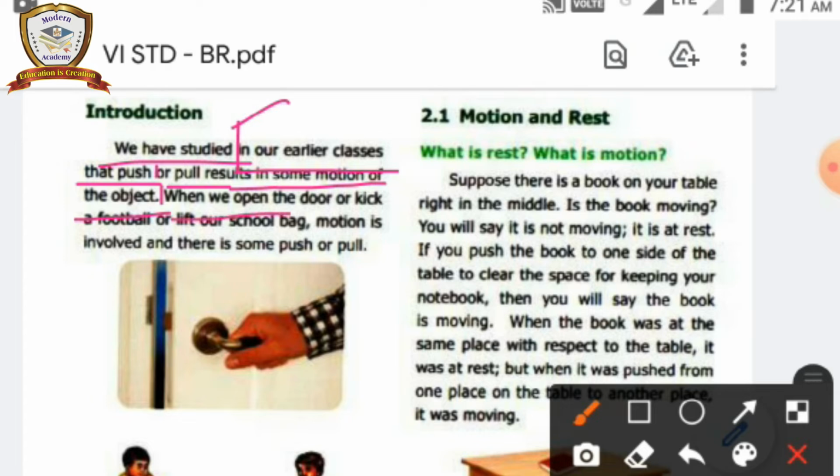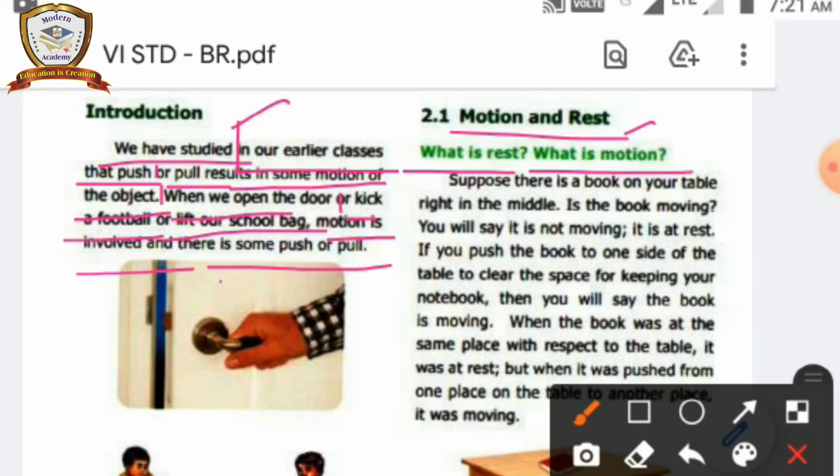When we open the door, or kick a football, or lift our school bag, motion is involved and there is some push or pull. Next heading, motion and rest. What is rest? What is motion?